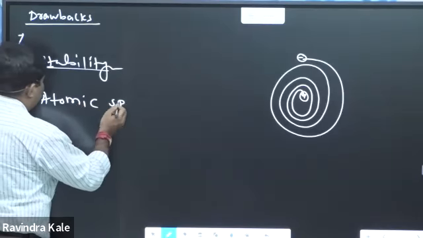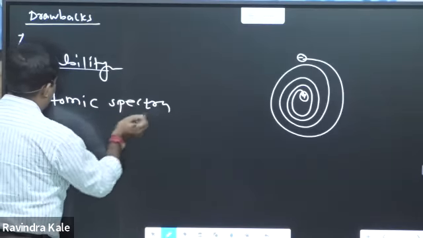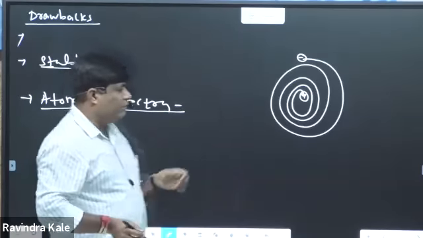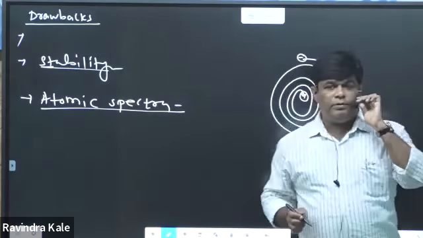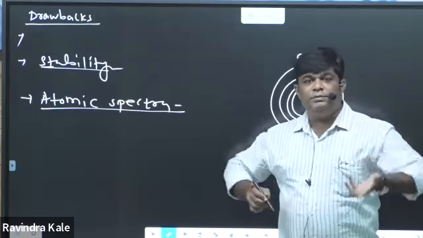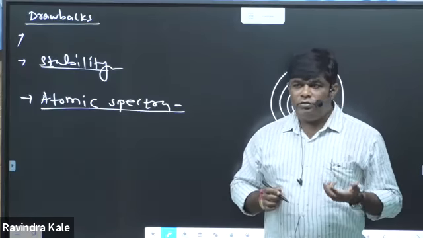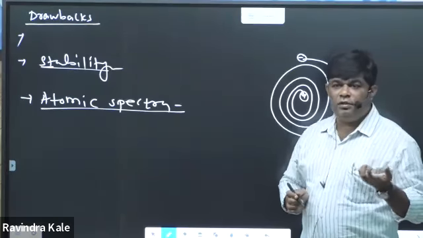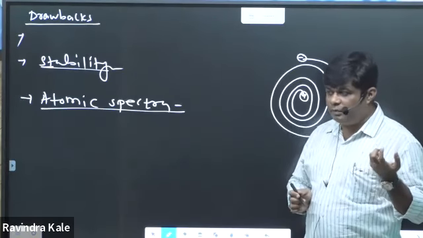Atomic spectra. What is the atomic spectra? It is one of the important parts, which I will explain to you further ahead. Atomic spectra: emission spectra and absorption spectra, two types of spectrum. What is the emission spectrum? What is the absorption spectrum? There it forms bundles, packets. Such types of spectrum are unable to be explained by the Rutherford atomic model.